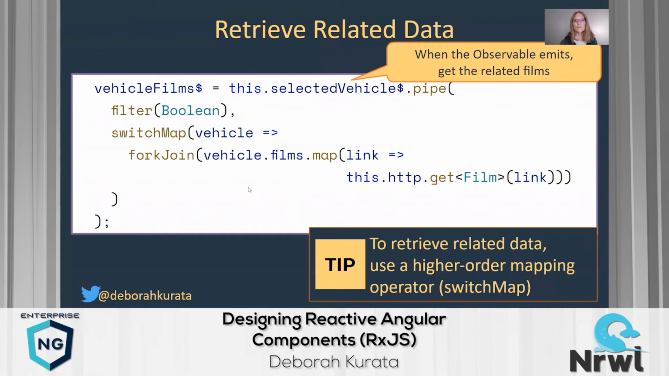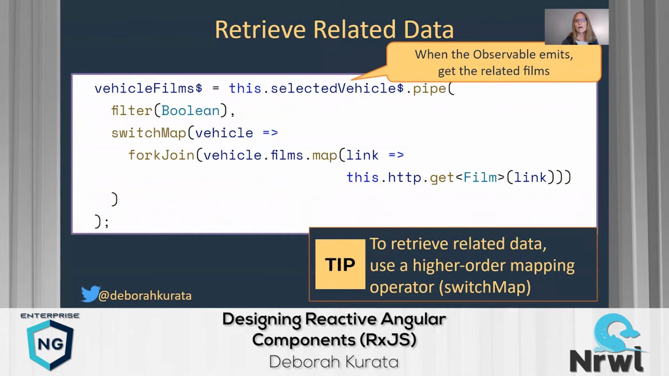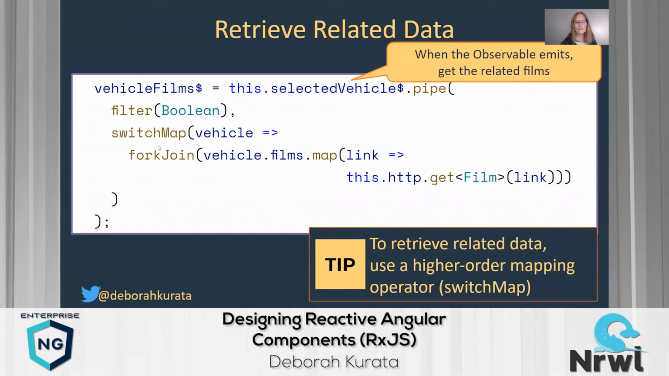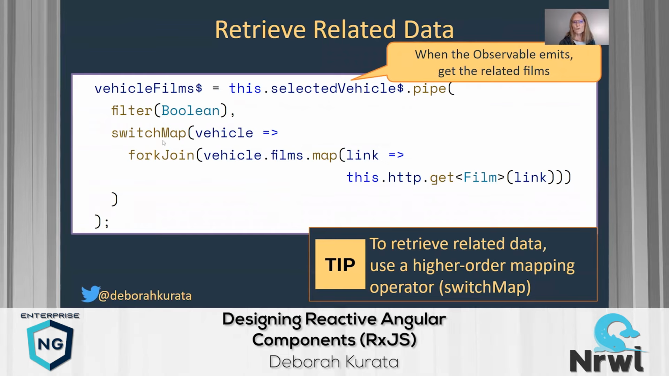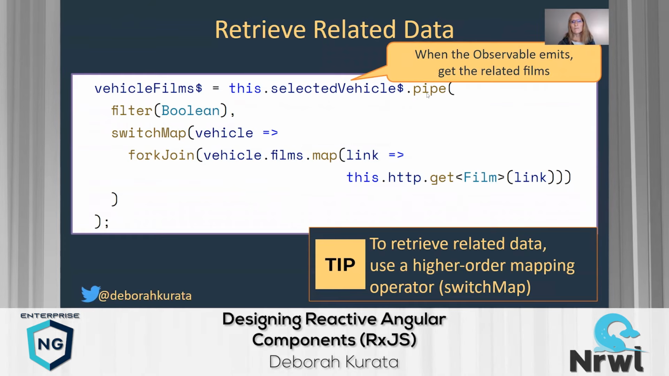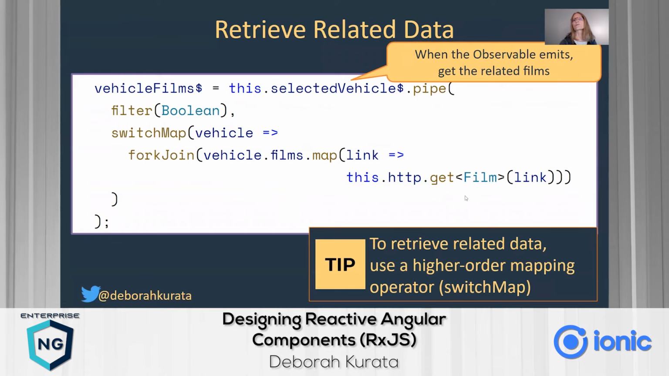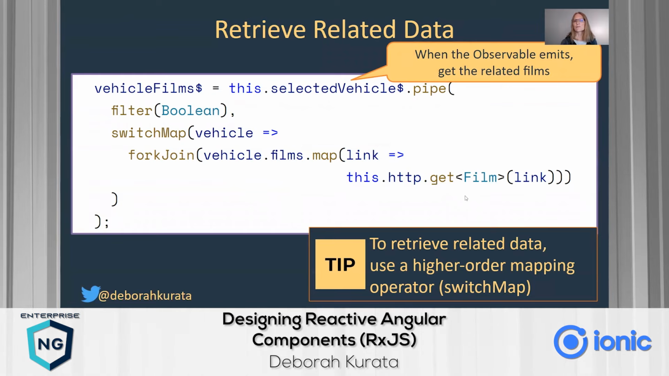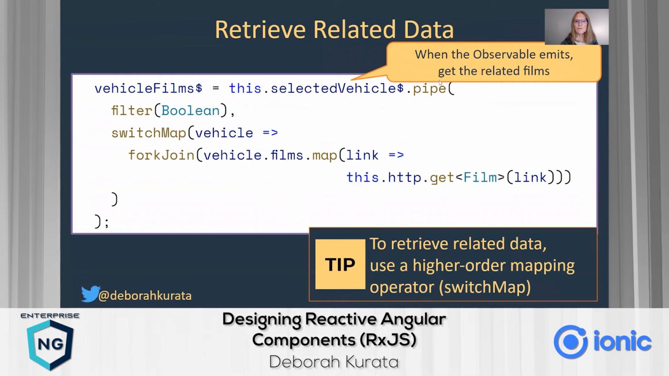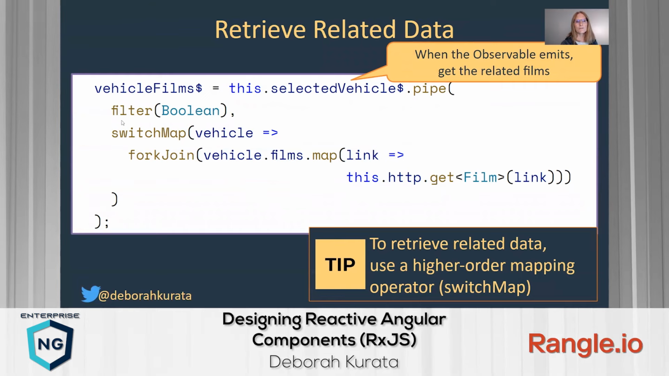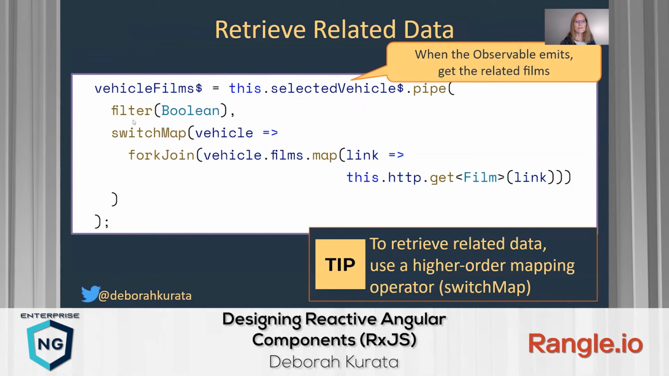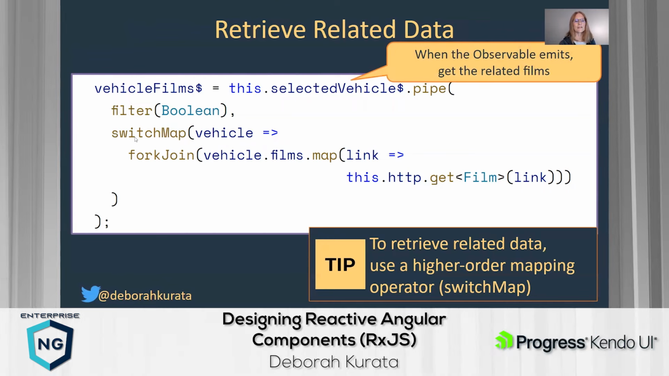So a tip here, to retrieve the related data, we want to use a higher order mapping operator, such as switchMap, that will automatically subscribe to our inner observable, the one that's inside our pipe. It will automatically subscribe to that for us and handle the unsubscribe. So in this example, then, we are filtering out empty values. That's what this does. So if the user hasn't picked a selected vehicle, it won't try to go get anything.